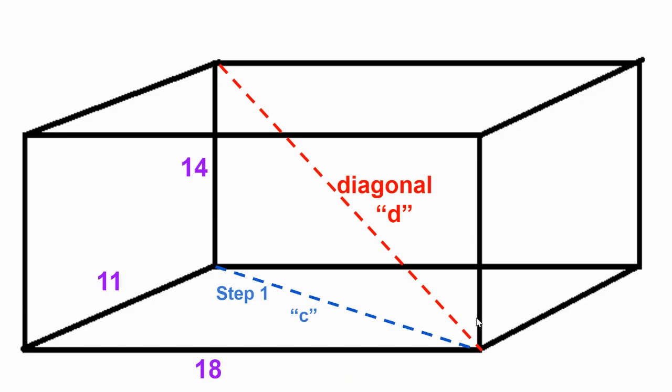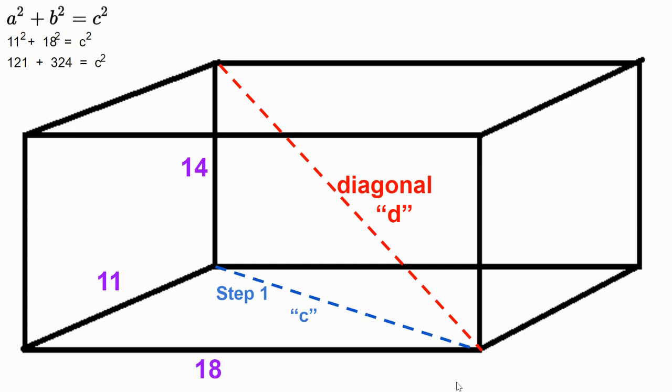Let's try another example. So once again, step 1, we're going to try and find this side length in order to find that diagonal. So we're going to use the units they provided for us. We have 18 and 11. I plugged them into A and B in my formula, and we're going to try and find C. This is the hypotenuse.